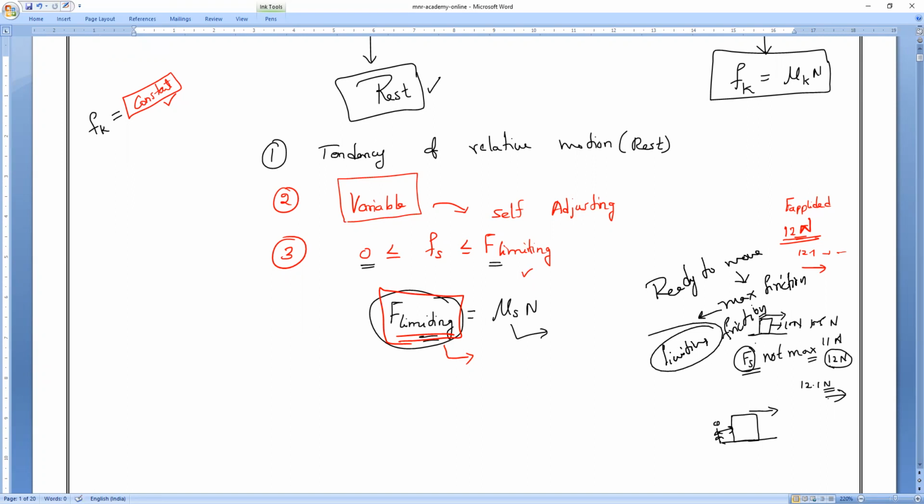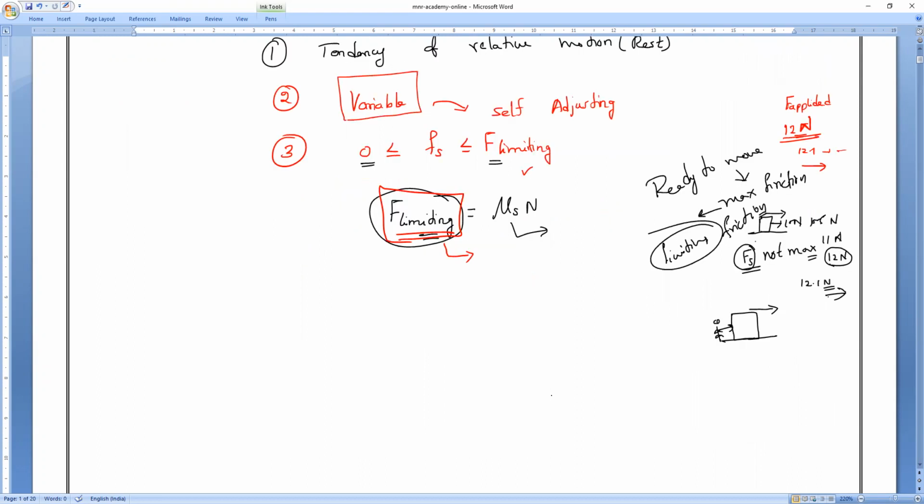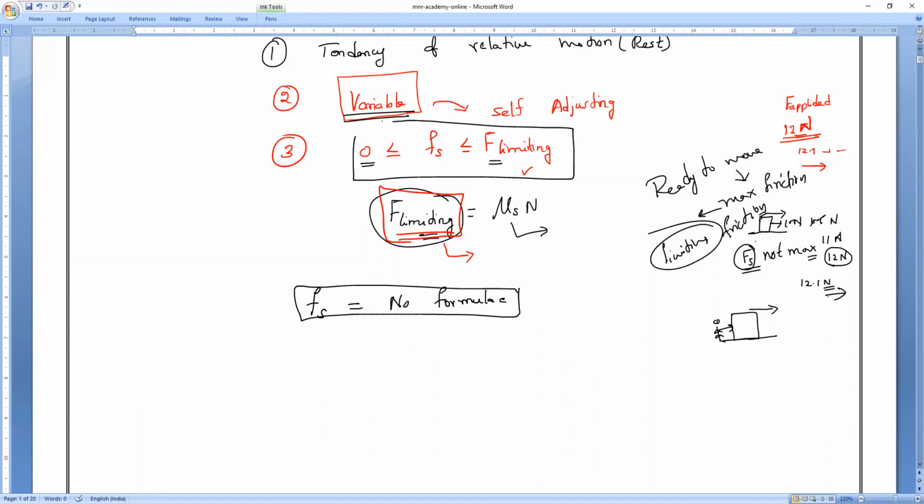Once the body starts moving forward, the applied force will never be equal to this limiting friction. Definitely, it is easier to move the object once it starts moving forward. That is why limiting friction has no formula. Why is it not having any formula? Because it is not constant. It will always be variable, and the range of static friction is 0 to F limiting.